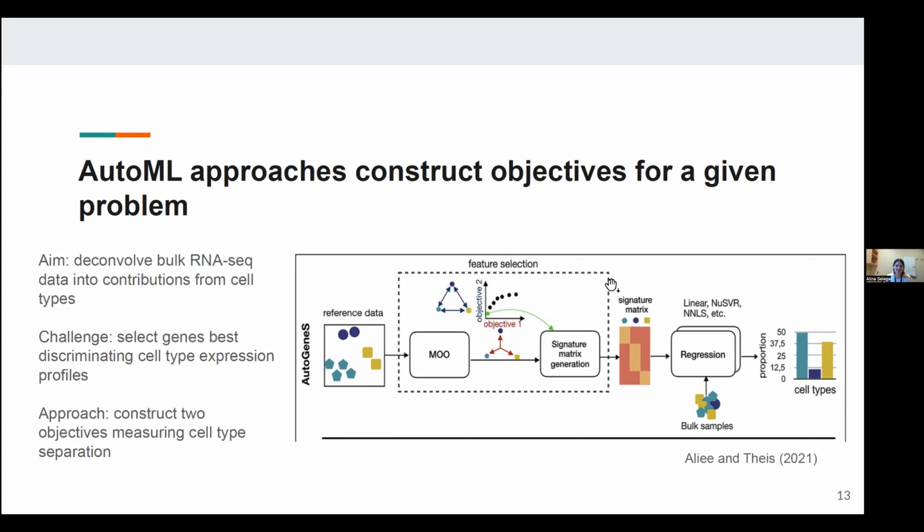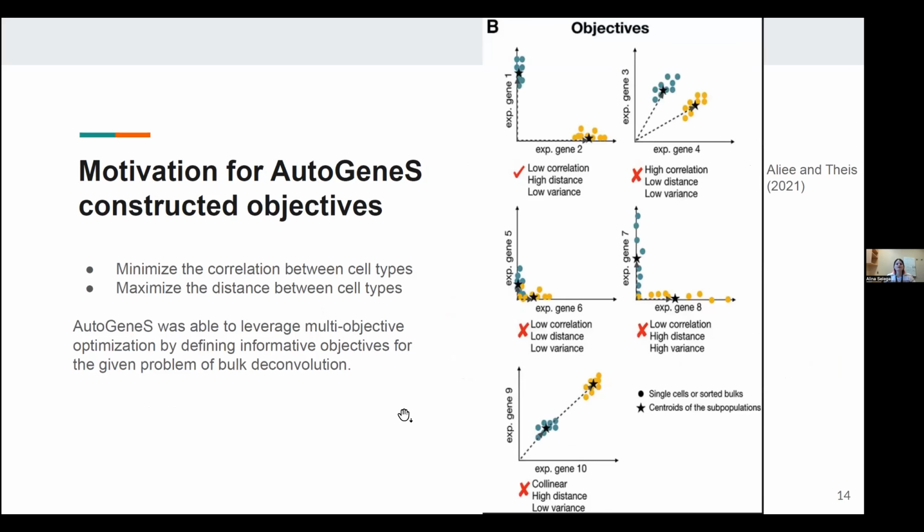But what AutoGeneS did is they decided to use multi-objective optimization to do this feature selection step. How they did this is they constructed two objectives that, broadly speaking, measured cell type separation, and then optimized those to perform this feature selection step. Specifically, they wanted to select genes such that the correlation between cell types is minimized and the distance between cell types is maximized. And a little motivating cartoon is here on the right.